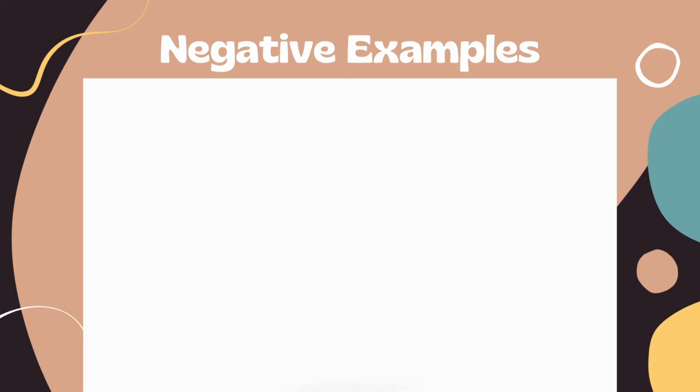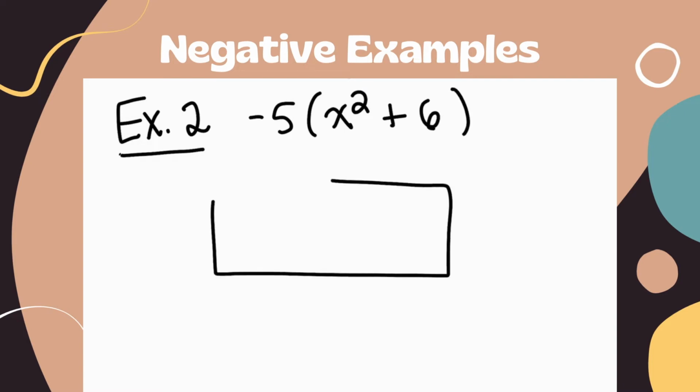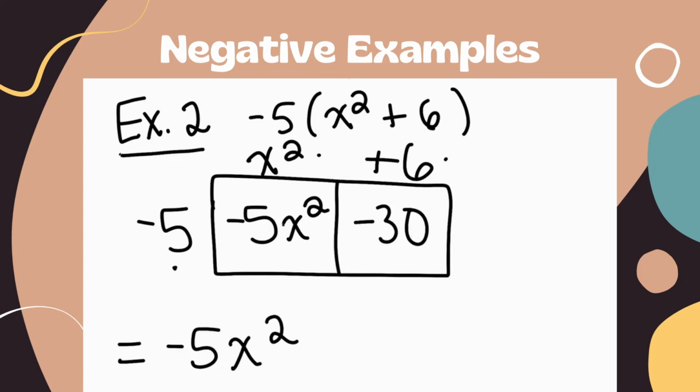So for example 2, with distributing a negative number, we have negative 5 times the quantity of x squared plus 6. We draw our box, we put the negative 5 on one side of the box, x squared plus 6 on the other side, and draw a line segment in the box separating our terms. Negative 5 times x squared is negative 5x squared. Negative 5 times 6 is negative 30. So the simplified answer is negative 5x squared minus 30, what we have inside our box.